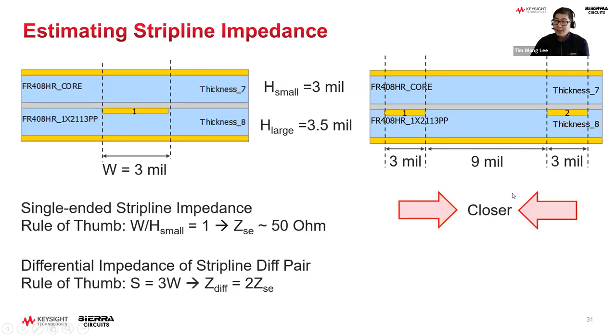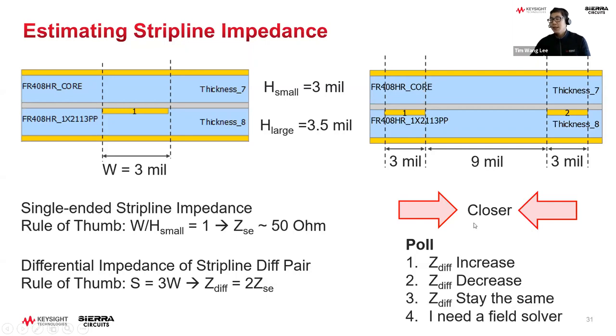Now the question here is, we got all the impedance out of the way. What would happen if I were to move the traces a little bit closer to each other? They're now uncoupled, three trace widths apart. If I were to move them closer together, what is it going to be? Is it going to one, increase the differential impedance, two, decrease the differential impedance, or three, stay the same? Assuming all the other things are the same.